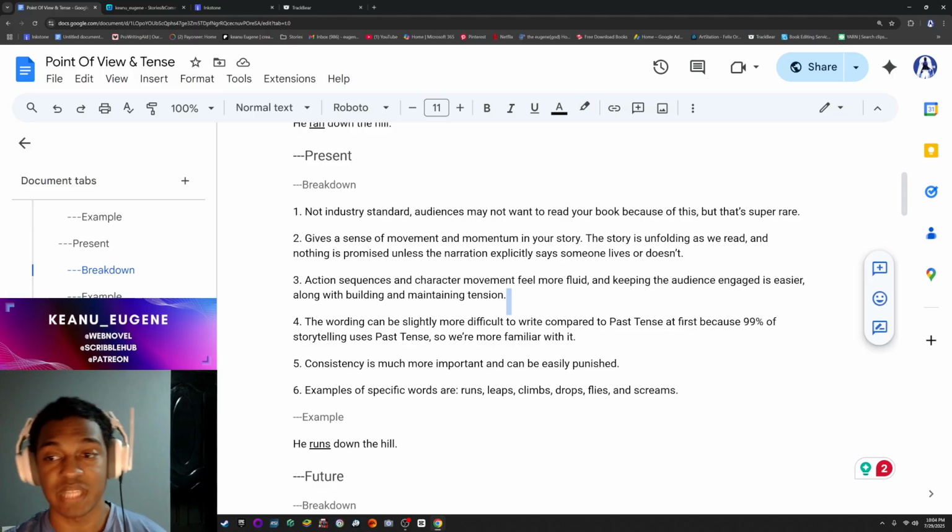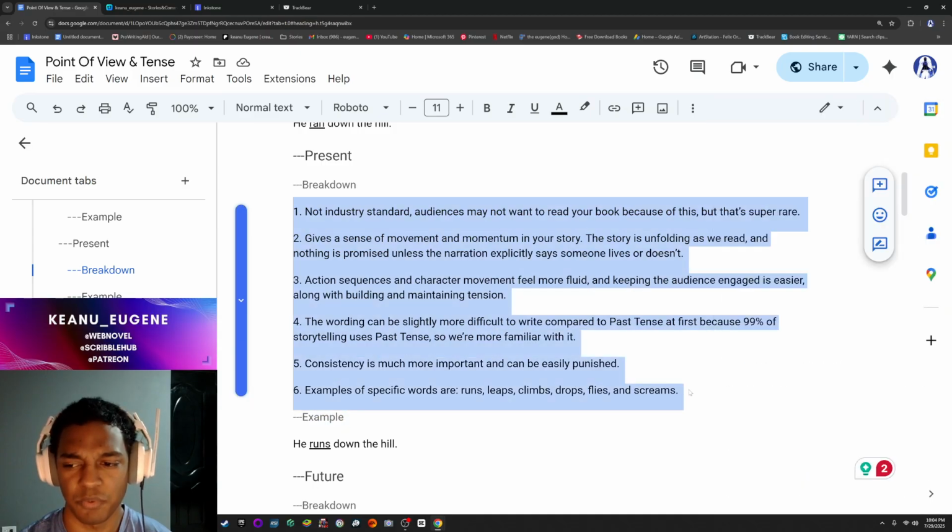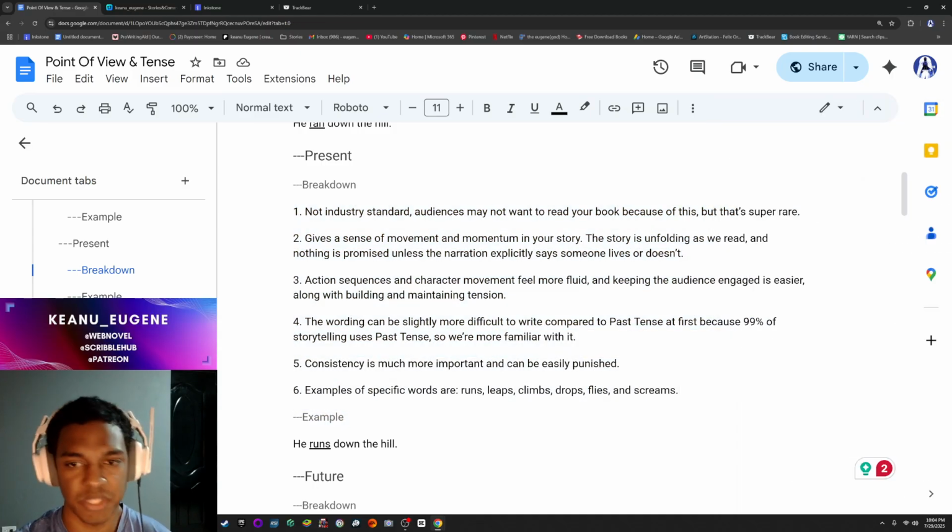Number 1 is an industry standard, as I just said. Some people simply will not read a present tense book. Okay, and the breakdowns are stuff I'm saying out loud before I even get to them, because if people want to just download this document and read it, they can.